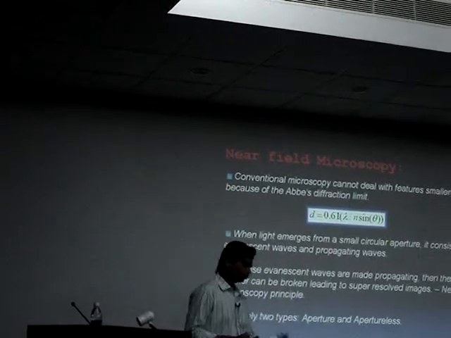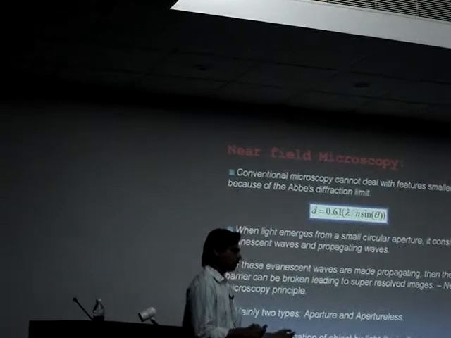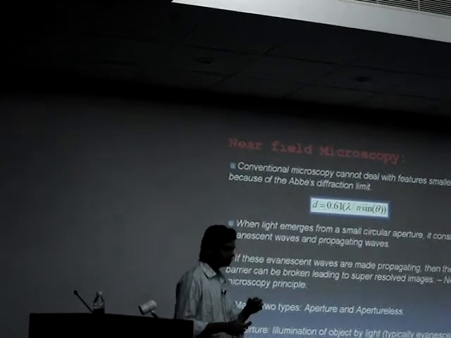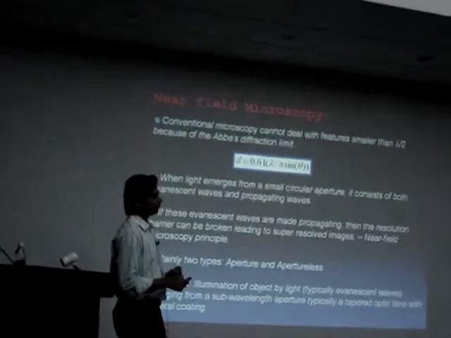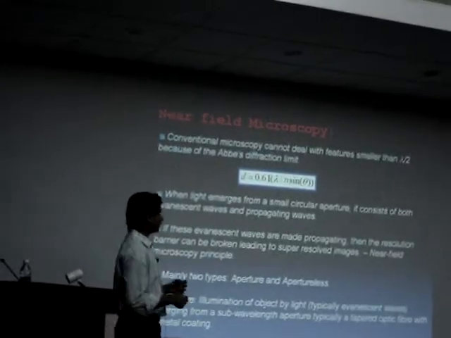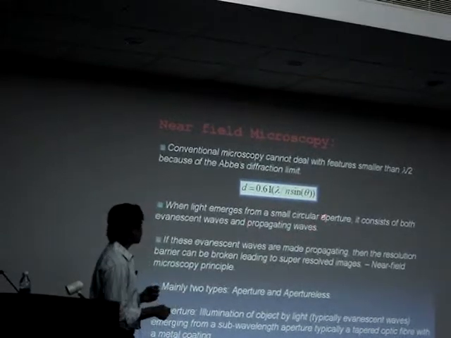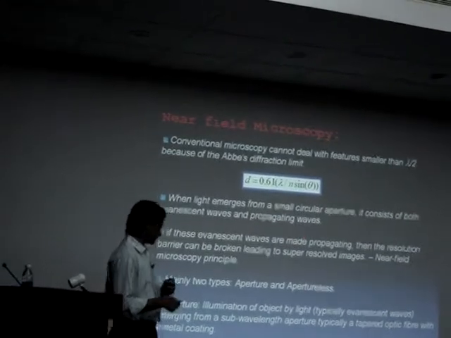Further on, Hans Bethe and Bouwkamp suggested a model in which you have a circular aperture with the diameter of the aperture being smaller than the wavelength of light, and they modeled the theory and found that from the circular aperture you get both evanescent waves and propagating waves.